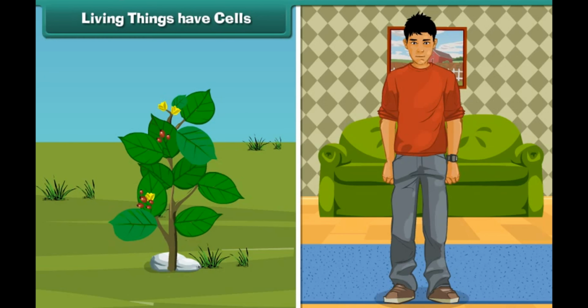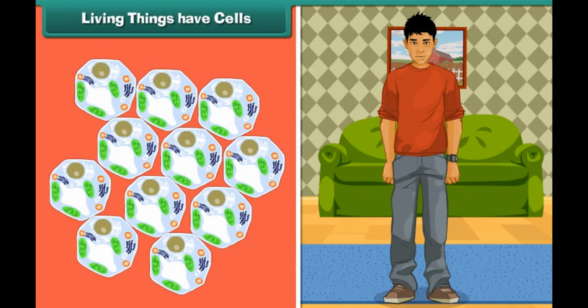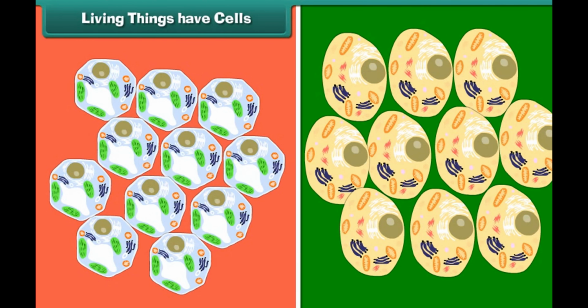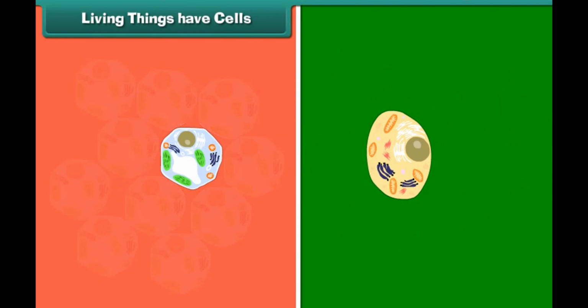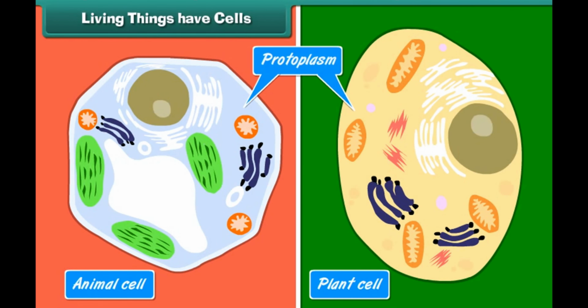Living things have cells. Each living being has a distinct individuality. It cannot be broken into two or more independent parts. The body of a living being is made of one or more cells. Cells are considered to be the structural and functional unit of life. The cells are made of protoplasm or living matter. All the body functions and properties of life are due to protoplasm.